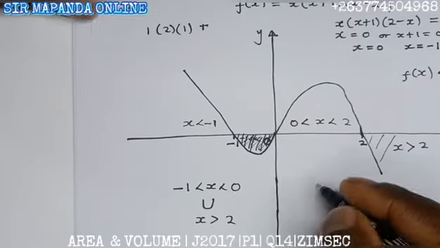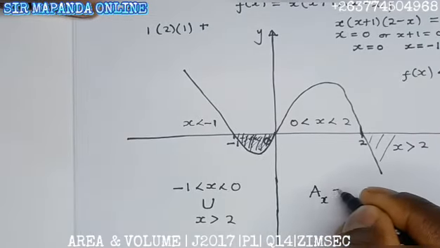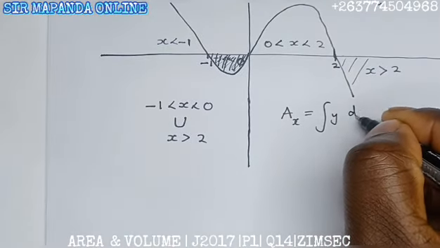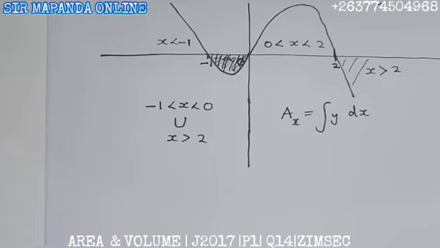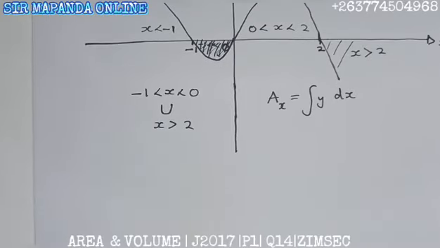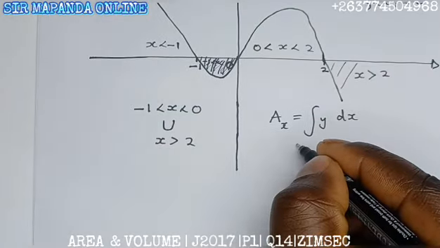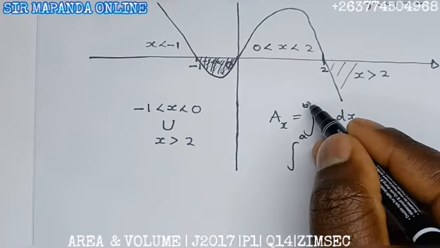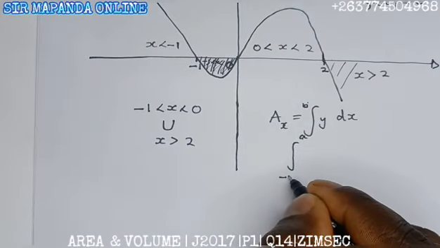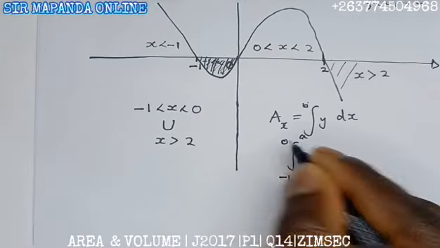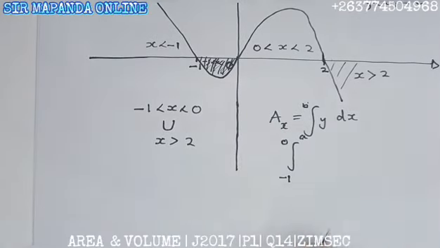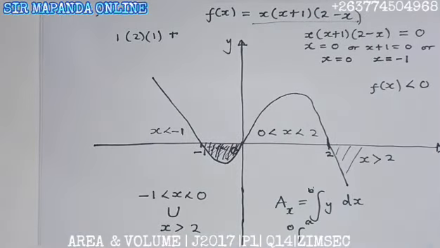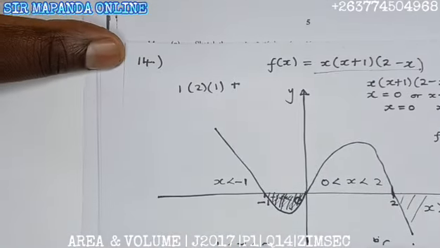So to find the area, you are saying A is equal to the integral of y dx, right? Meaning to say, your limits are denoted by a and b. So your lower limit is −1, your upper limit here is 0. Then y, you have to expand this f of x here. You have to expand it. So how do you expand?